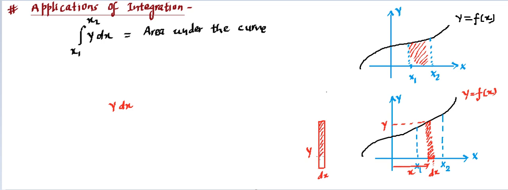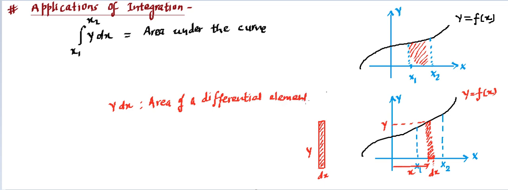If this is a rectangle, our answer will be very close to this rectangle if we keep this dx as small as possible, and we know this dx is very small, so it's going to be y into dx, and that will become the area of this element. So we call this dx a differential element, and this y into dx is basically the area of a differential element.